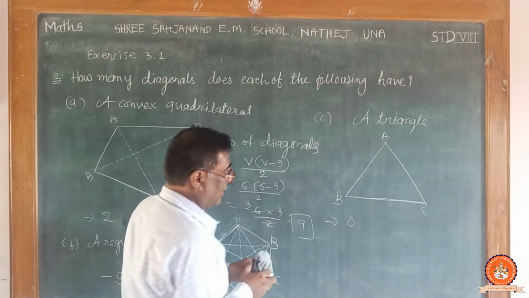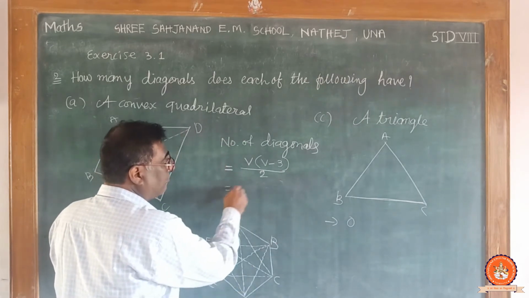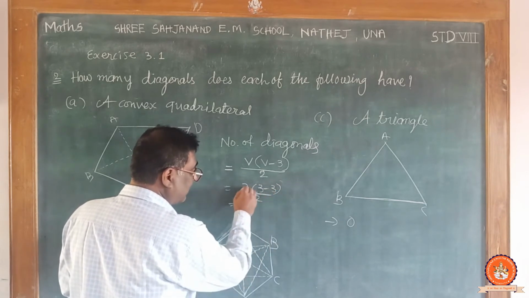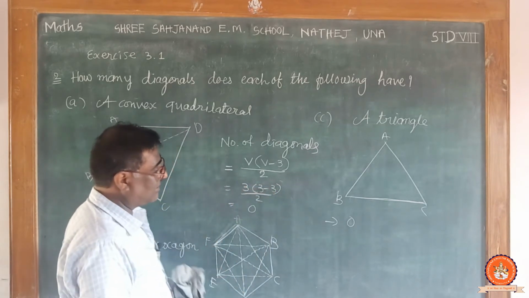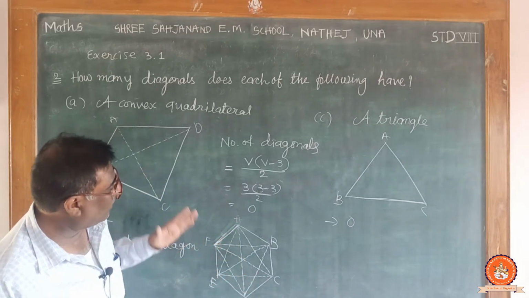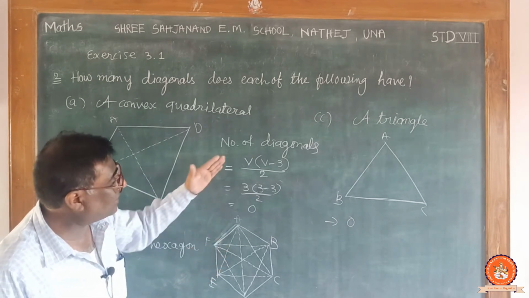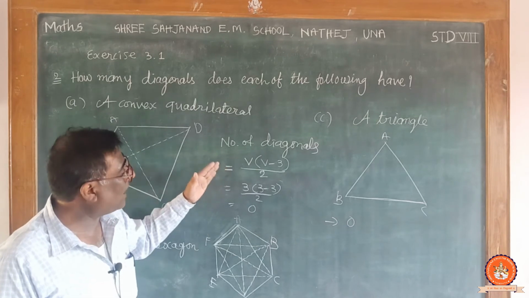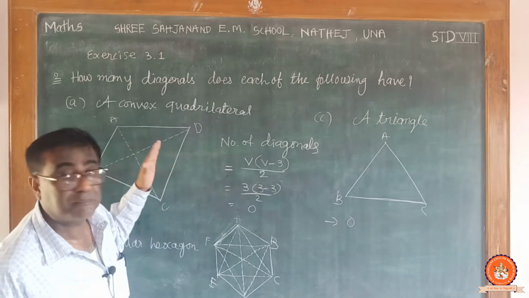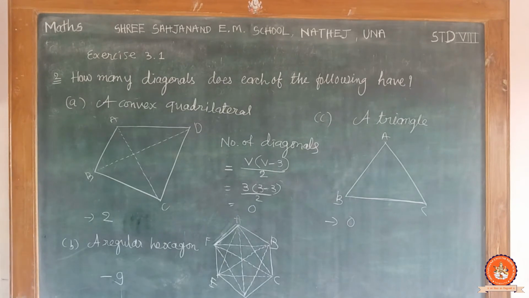And think of a triangle. The number of vertices is 3. Then 3 into (3 minus 3) upon 2 is 3 into 0 divided by 2, which is 0. So the number of diagonals in a triangle is 0. So without actually drawing the diagonals and counting them, using this formula you can find the number of diagonals of any particular polygon. Okay, very good, my friend.